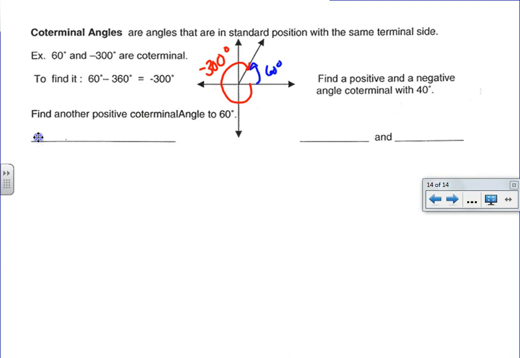So if 60 is the angle I'm talking about and I want to find another coterminal angle, instead of subtracting 360, how about this time we add 360? And we're going to get 420 degrees. That is one example of another positive coterminal angle for 60.